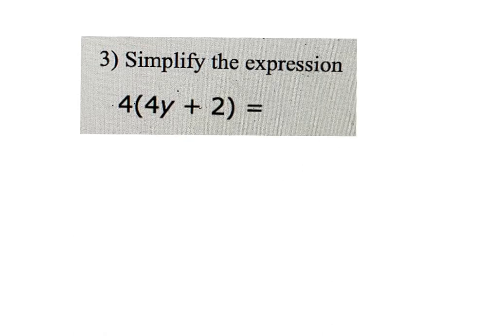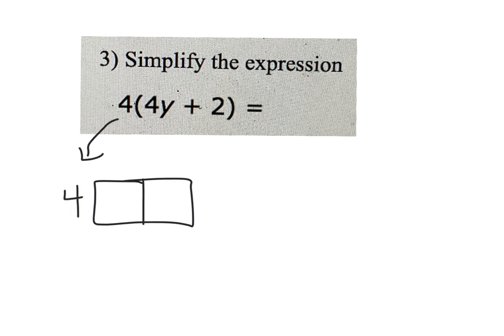All right, when you simplify the expression, you're going to use the area model. The variable outside the parentheses goes in front. The inside of the parentheses, those are your terms. Those get their own separate boxes. So that's 4y, it's a positive 2. And we're going to multiply these.